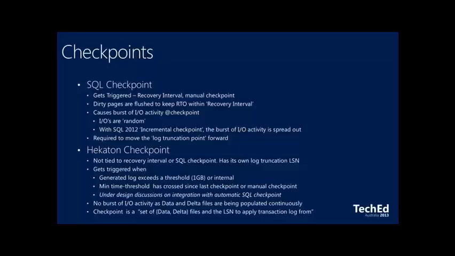But the idea here is that this particular checkpoint's sort of running all the time. And as you're modifying data in the Hackathon tables, it's writing the information to the data files and the delta files, and then closing off the data files as you get to 128 megabytes or thereabouts. Okay, so completely different checkpoint process going on.